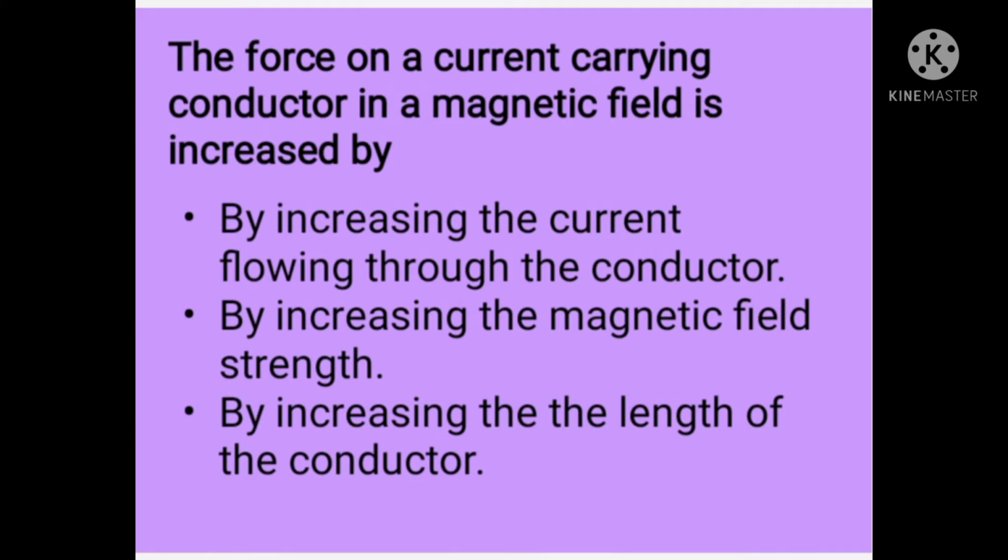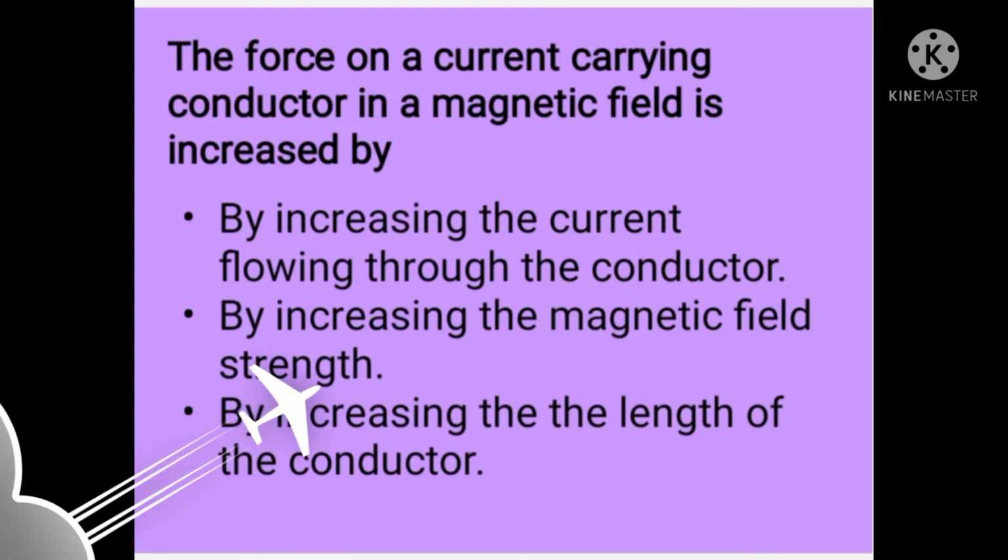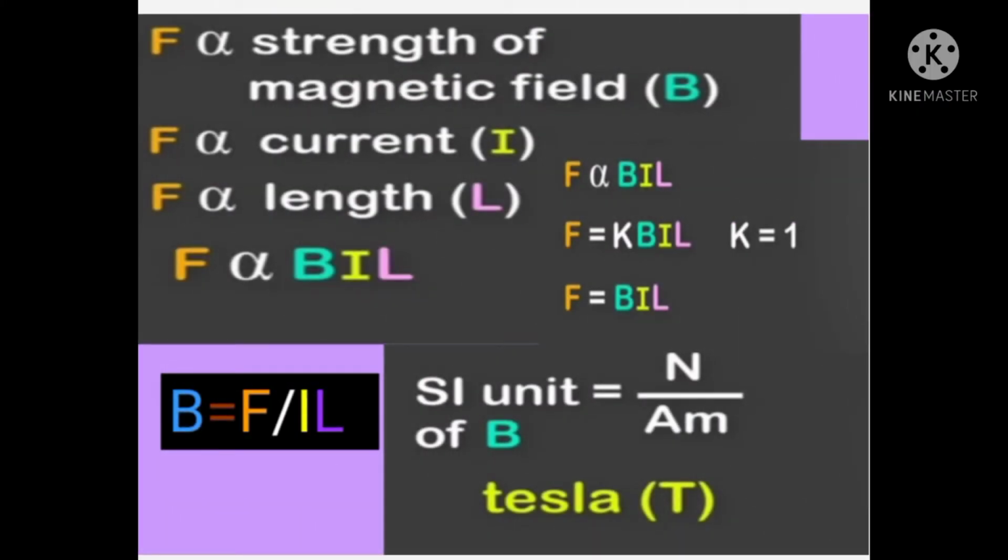The force on a current carrying conductor in a magnetic field is increased by increasing the current flowing through the conductor, by increasing the magnetic field strength, and also by increasing the length of the conductor. That means F is proportional to the strength of the magnetic field B, F is proportional to current I, and F is proportional to length L. So F is proportional to BIL. We multiply a proportionality constant K here, so F is equal to KBIL. Suppose K is equal to 1, F equals BIL.